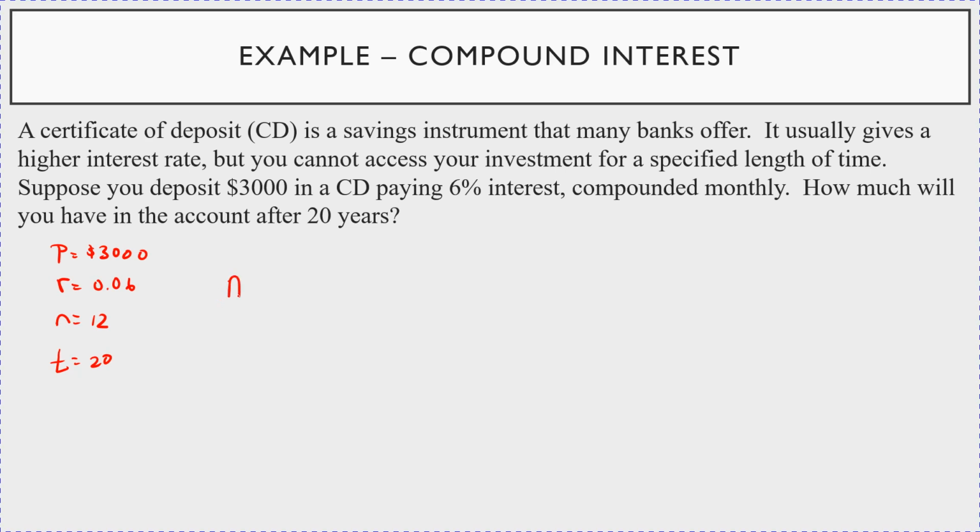So look, you're just going to use the future value. I want to figure out the amount after 20 years, which is equal to the principal times 1 plus the rate divided by the number of times compounding, raised to the n times t power. So that's $3,000 times 1 plus 0.06 divided by 12, raised to the 12 times 20.